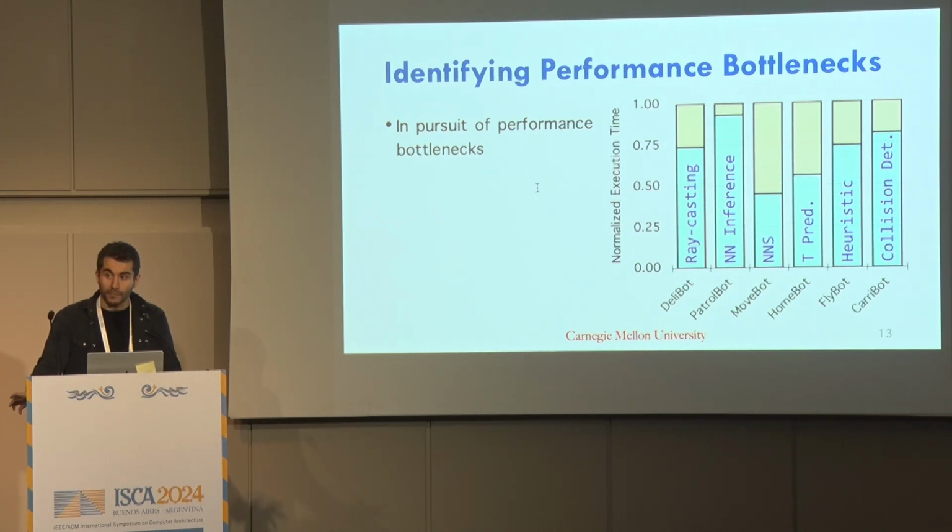We start this work by identifying the bottlenecks in the execution of different workloads. As we see, different workloads are bottlenecked by different functions. For example, Delibot is bottlenecked by raycasting, Patrobot is bottlenecked by network inference, and so forth. So our purpose is to accelerate these bottlenecks in the architecture of Tartan.